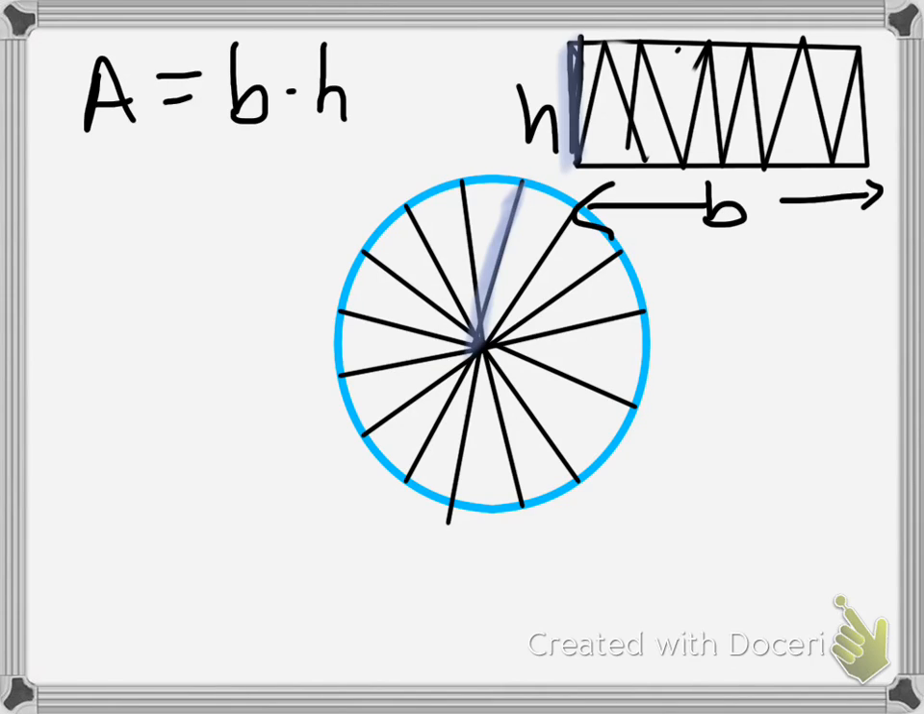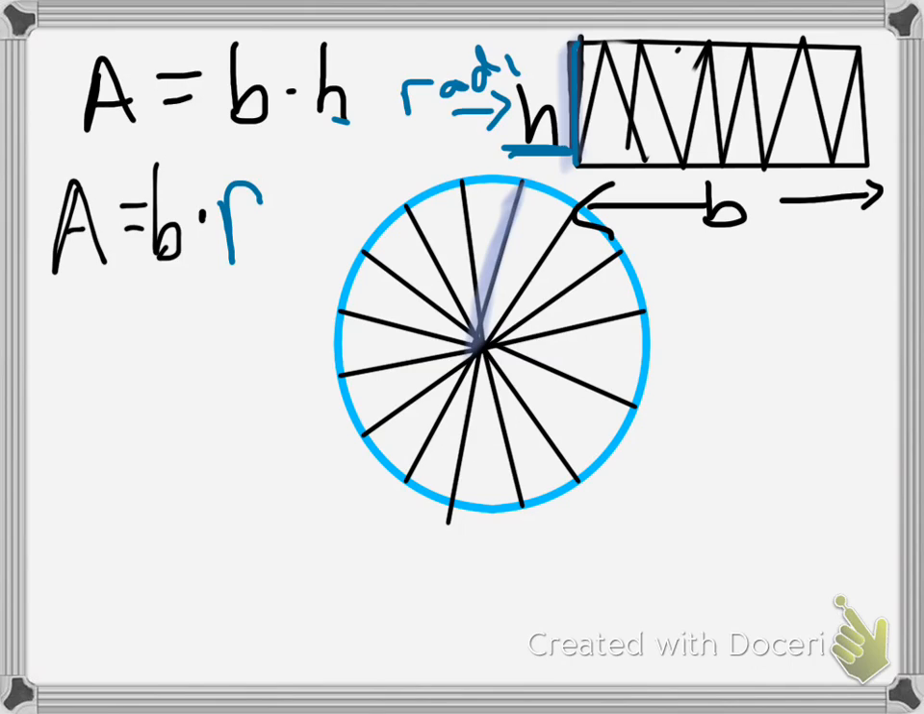I'm going to change colors here. My area equals my base times, and in the place of height, I'm going to put that this is the radius of my circle. So times r, because this h is equal to the radius. All right, so see how we're going there?